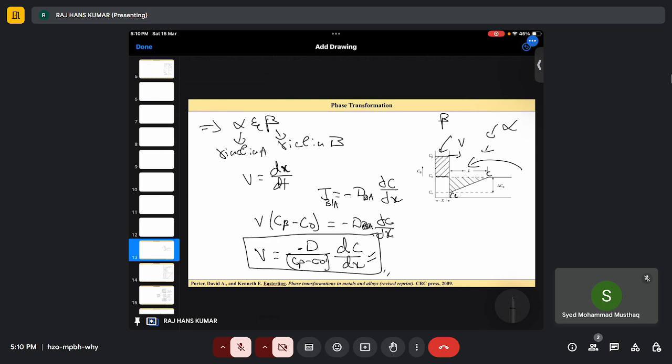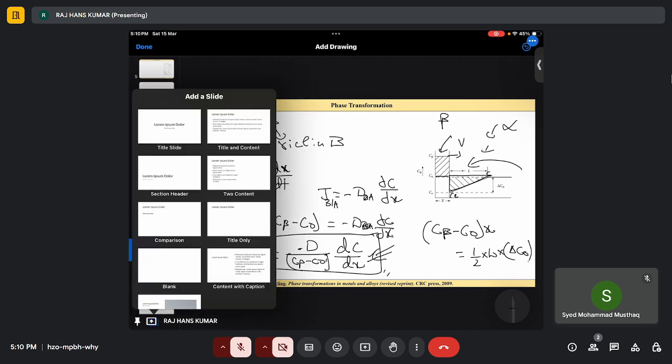So this area will be equal to C beta. Let's say the thickness of the precipitate is X. C beta minus C naught times X will be equal to half into, let's say this is a right angle triangle, so half into base into height, right? Half times what is my base? L times what is my height? Delta C naught, which is C naught minus C.